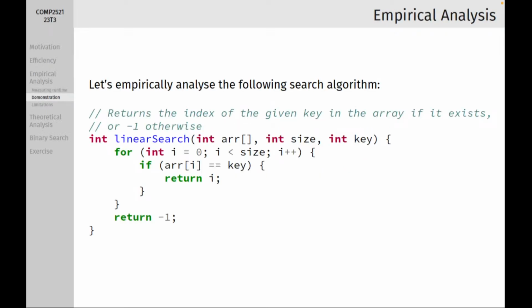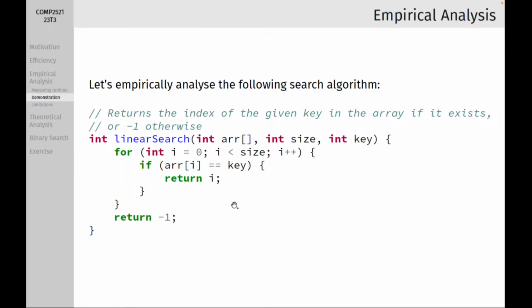Okay, so what I want to do now is run some empirical analysis on linear search. Right, so what is linear search? Well, linear search takes in an array, its size, and a key to search for, and it loops through the array until it finds the key. Once it finds the key, it'll return the index of that key. Otherwise, it'll return -1.